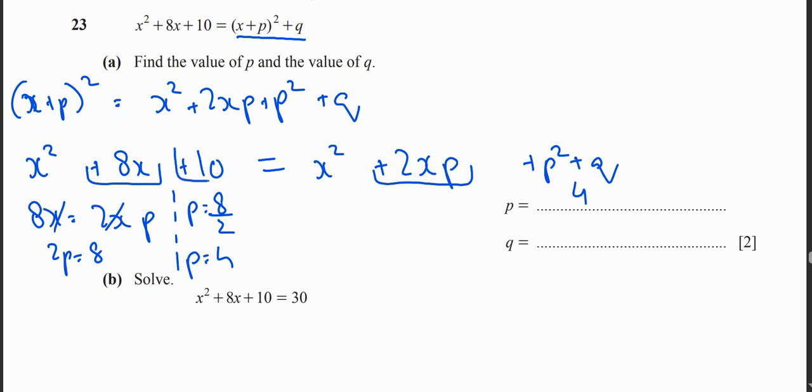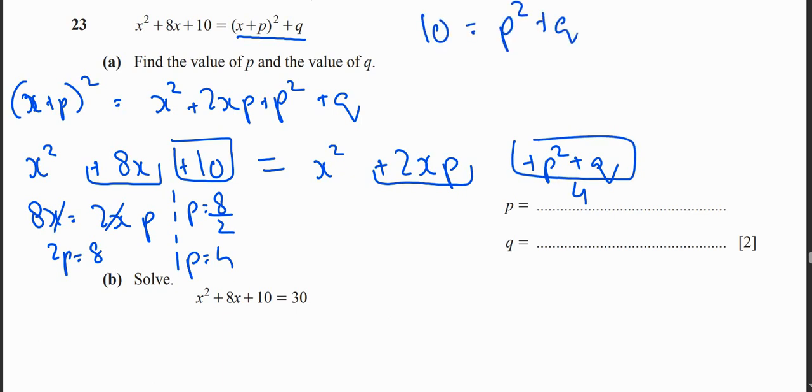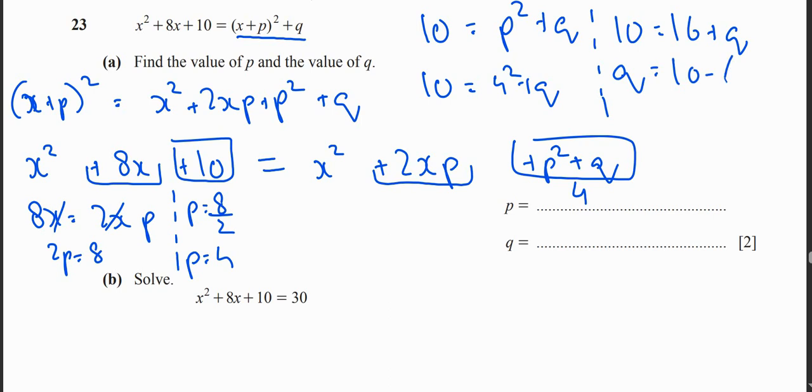Now if you notice, 10 is equal to p square plus q. p square is 4 square, plus q. 10 is equal to 16 plus q. q is equal to 10 minus 16. q is equal to negative 6. So that's what you have to do.